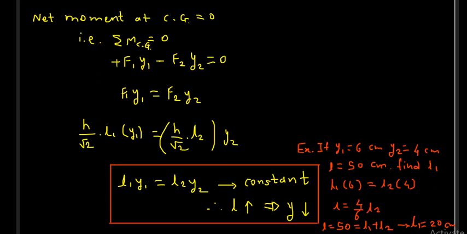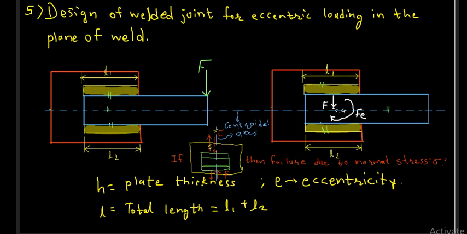Now we'll see the next design, that is design of welded joint for eccentric loading in the plane of weld. Keep in mind this applied force or the load is in the plane of this weld system, right, or the plane of weld. Similarly L1 and L2 are the parallel fillet weld, just the difference is that the loading is eccentric. Let us say E is the eccentricity from here to here.